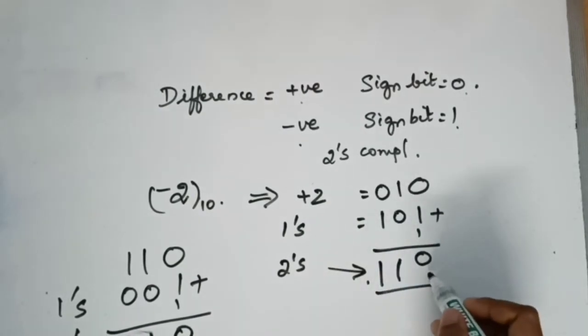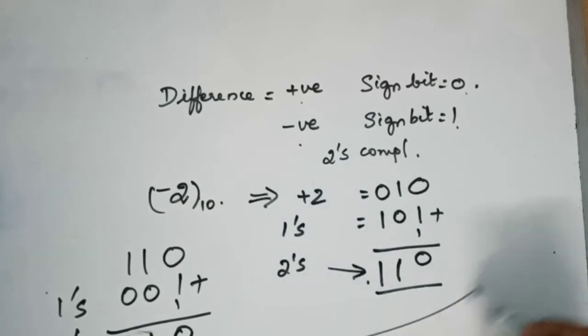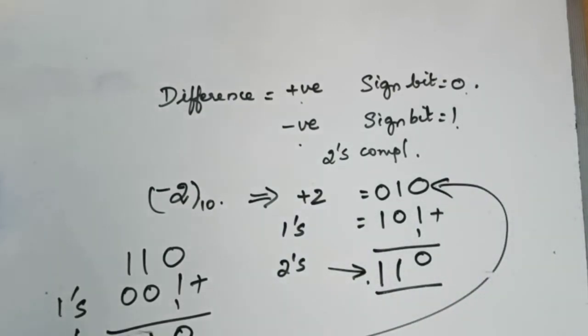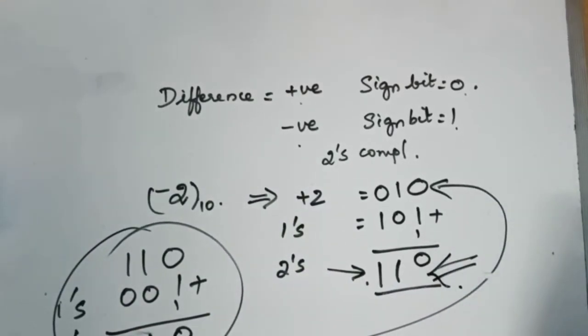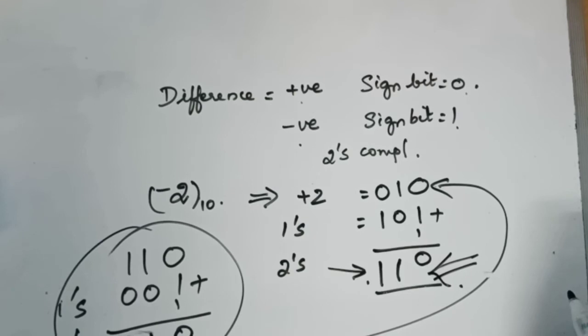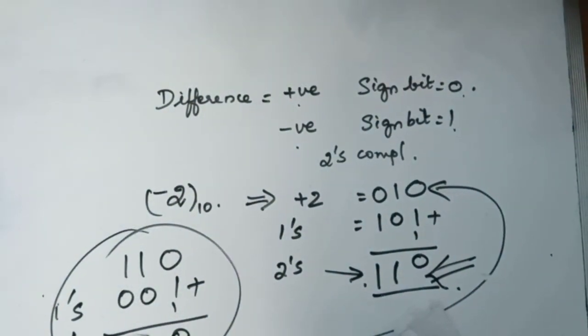But to know what is the value in binary, you'll take the 2's complement again, and you'll reach this particular value. So this is only the checking part. The actual answer is this. Okay. So that is about subtraction of binary numbers.